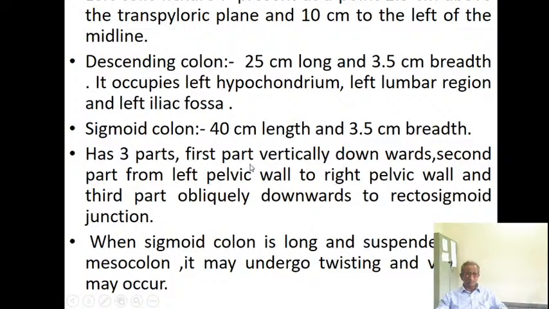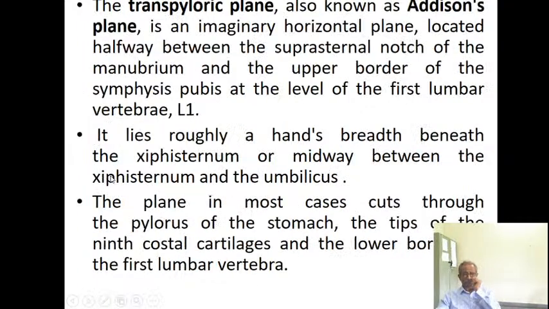It has 3 parts. The first part goes vertically downwards along the right lateral pelvic wall, the second part goes from the left pelvic wall to the right pelvic wall, and the third part goes obliquely downwards from the right pelvic wall to the rectosigmoid junction. When the sigmoid colon is long and suspended by a long mesocolon, it may undergo twisting, and volvulus may occur.